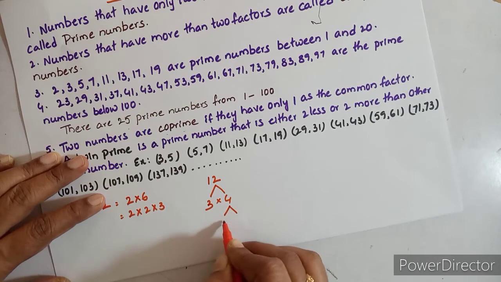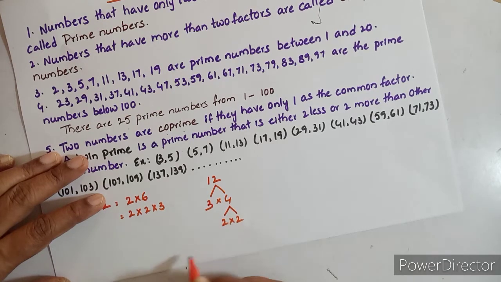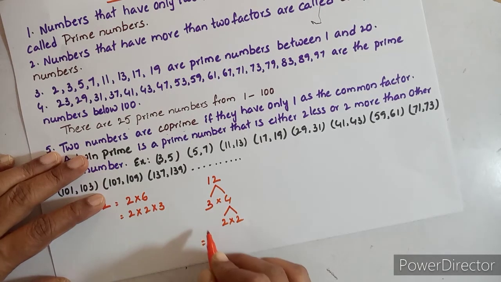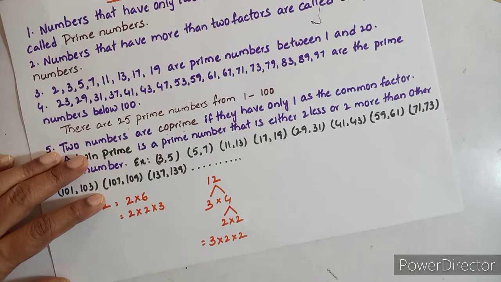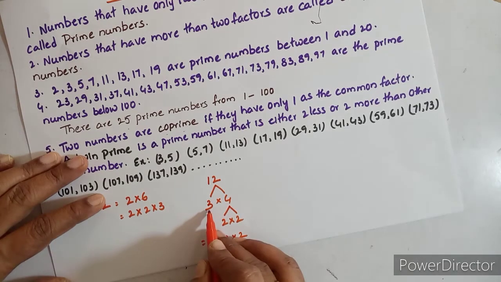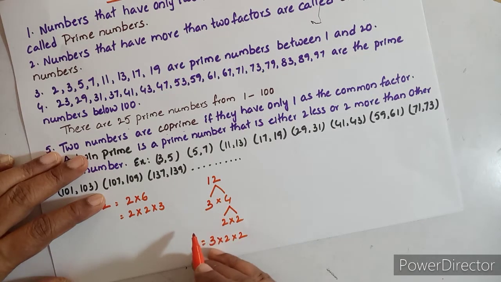So 4 can be written as 2 into 2. When you come to the final answer, you have to pick up all the prime numbers which you got here, 3 into 2 into 2. And always remember, don't write this as the product of 1 into that number itself. You should never write like that. So no need to write 1 into 3. So the final answer is 3 into 2 into 2.